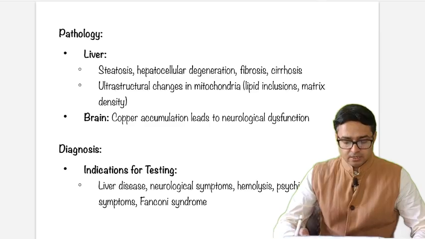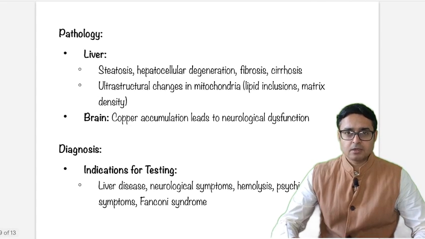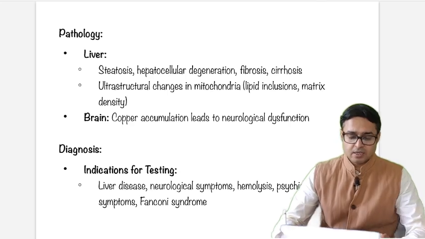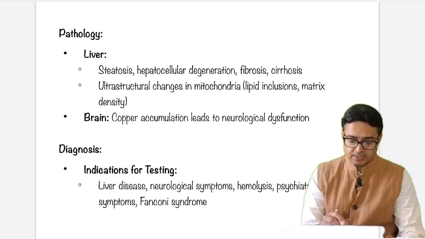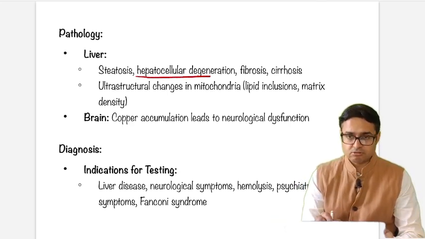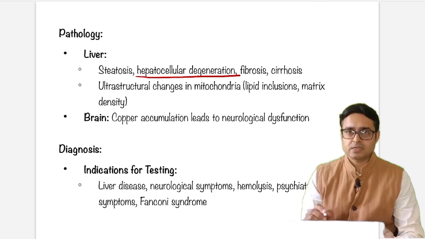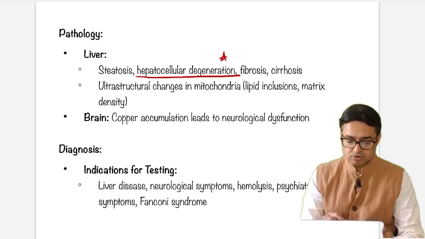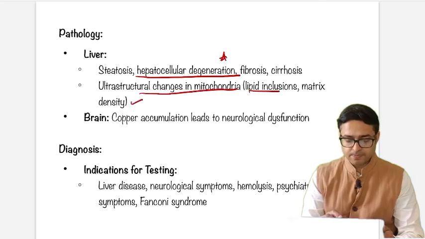So, what is the pathology behind it? Basically, when we do the liver biopsy, what do we see? In liver biopsy, there is hepatocellular degeneration. That's why this disease has been called hepatolenticular degeneration. Ultrastructural changes in mitochondria, lipid inclusion, matrix density, and brain copper accumulation are there.